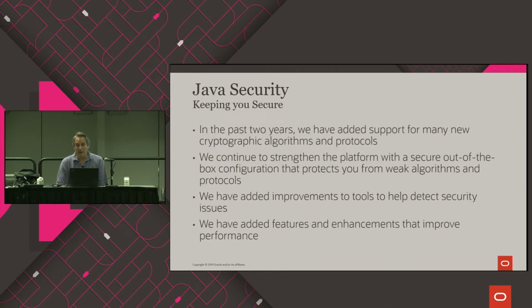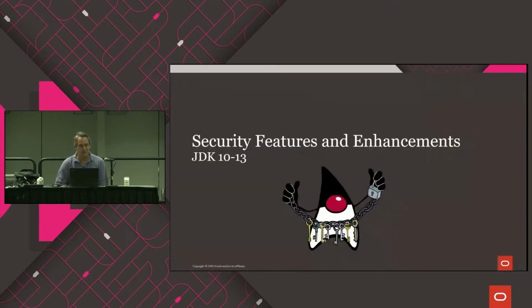So what are we doing? In the past 2 years, we have added support for many new cryptographic algorithms and protocols. We continue to strengthen the platform with a secure out-of-the-box configuration that protects you from the weak algorithms. We talked about the cryptographic roadmap; that'll play in a little bit here. We've also added some improvements to the tools to help detect security issues. And we've also added some security features and enhancements to improve performance. So we'll see a little bit more of that in a bit.